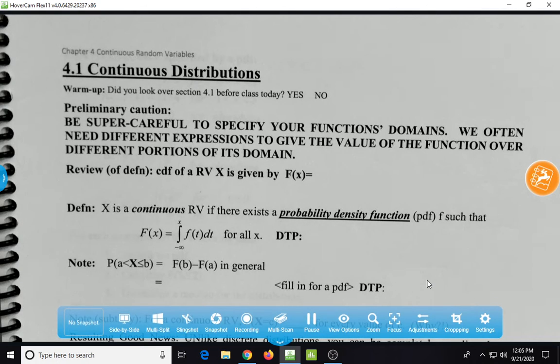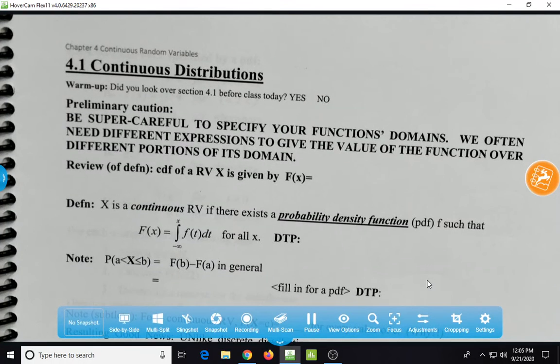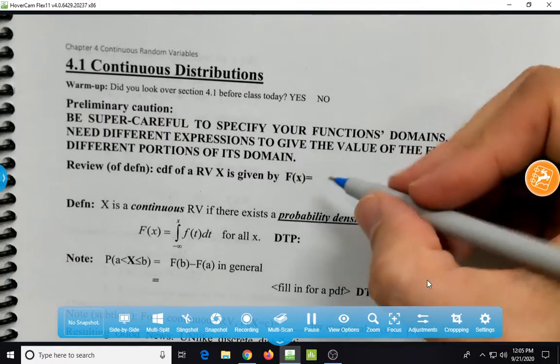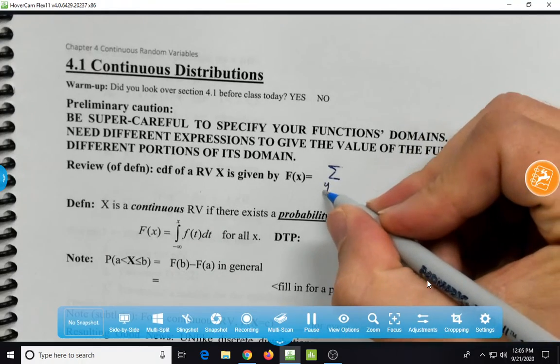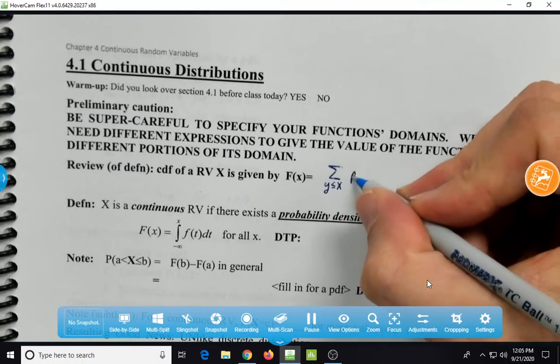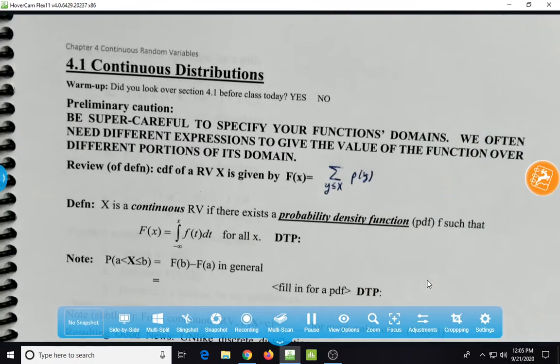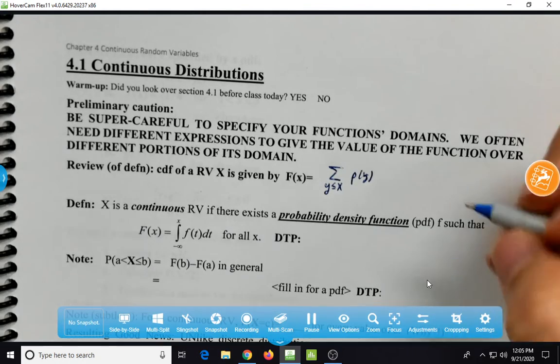it's very important to specify your function's domain. Just as it is for the discrete case, it's very important that you do that in the continuous case as well. Style points, nonetheless. We need to give different expressions. Remember that in the old days, which is your current days, the CDF was given by the summation for y less than or equal to x of p(y). So you summed up all the probabilities up to x, and this is for the discrete case.